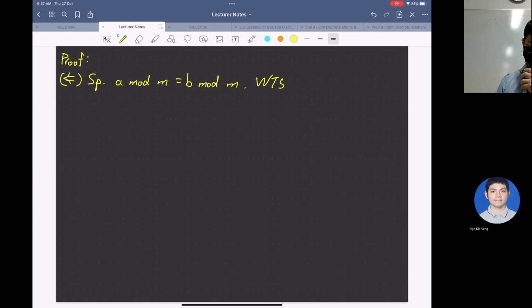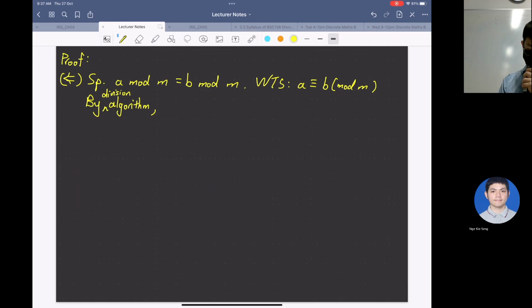We want to show that A is congruent to B mod M. And what does this mean here? Let's spell out what this means. By definition, by what algorithm? By the division algorithm. The division algorithm is actually a theorem, but we didn't prove it, so we just use it.